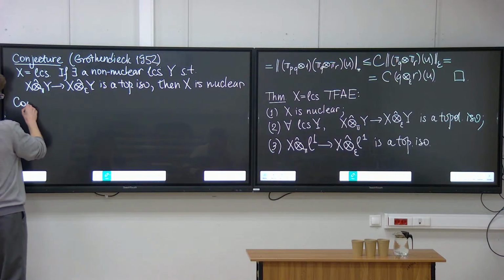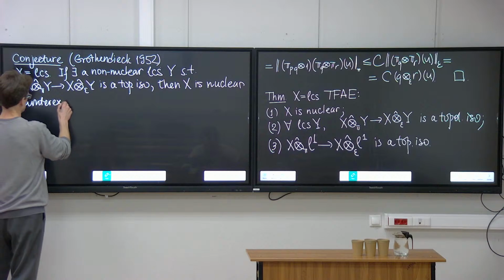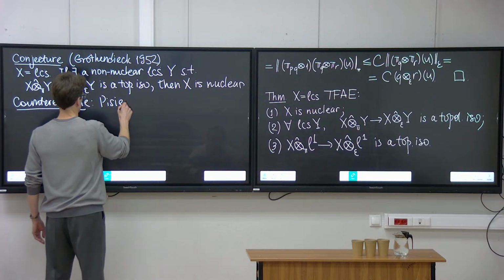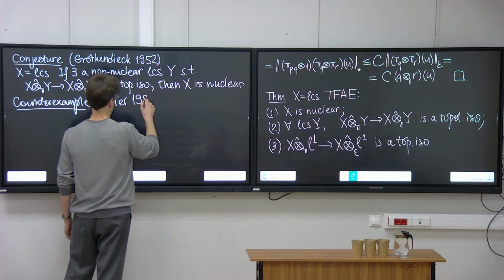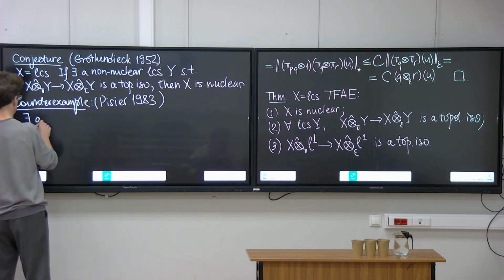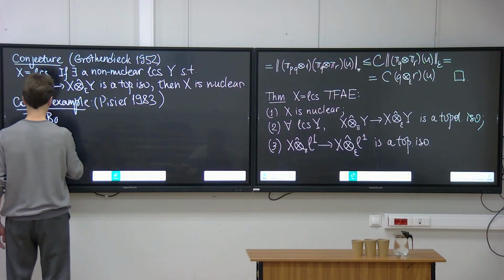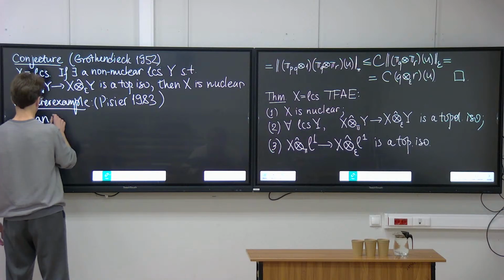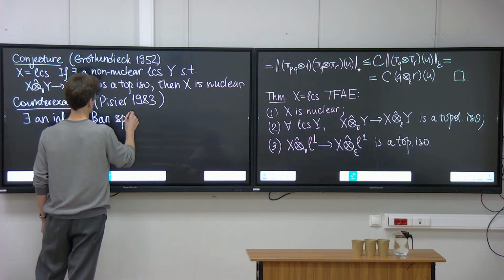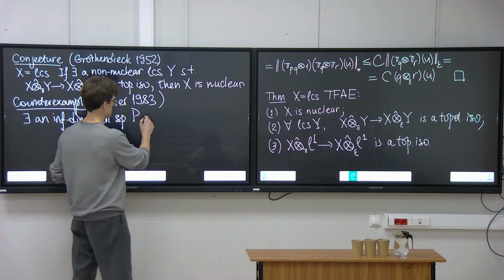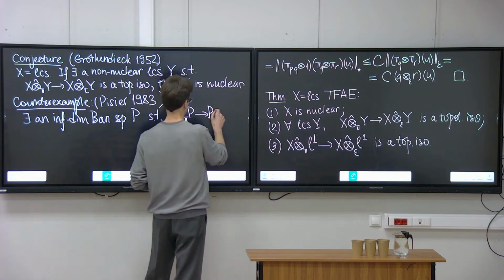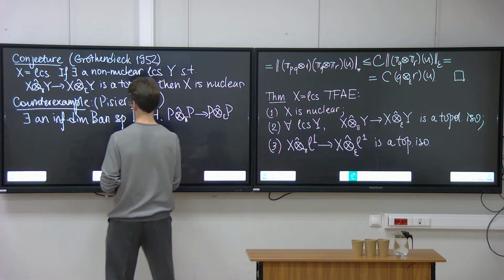A counterexample was found by Pisier in 1983. He constructed an infinite dimensional Banach space P, P is for Pisier, such that the canonical map from the projective tensor product of P by itself to the injective tensor product of P by itself is a topological isomorphism.